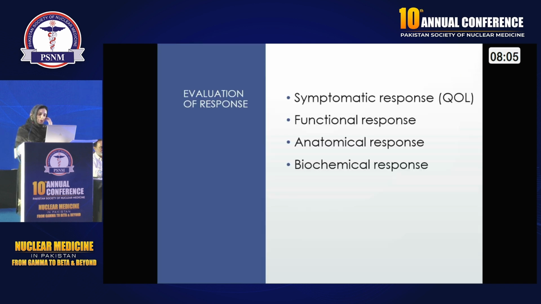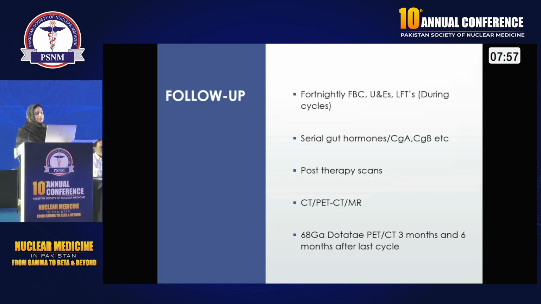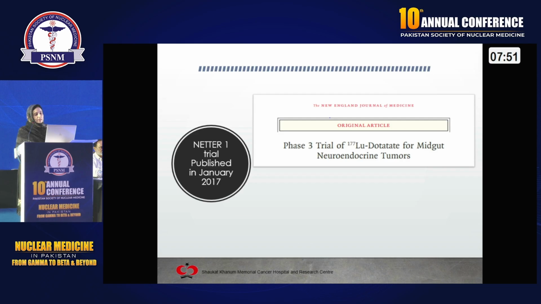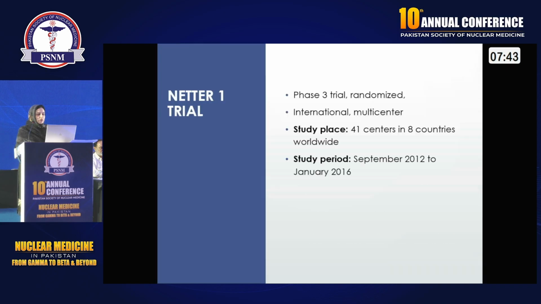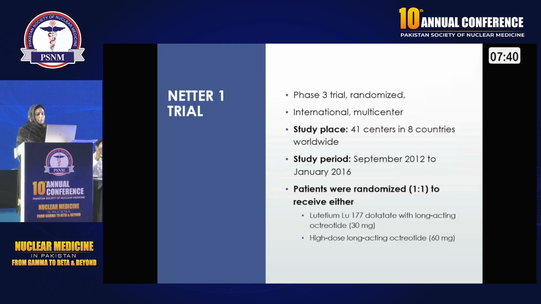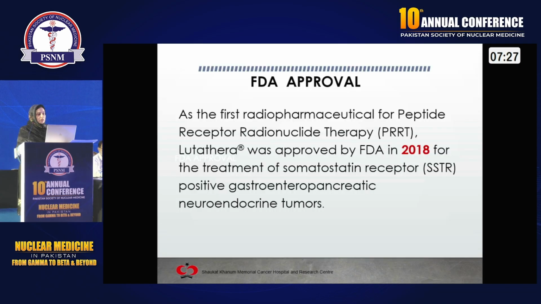We assess response in different ways: follow-up with bloods and post-therapy scans, and after treatment is finished, doing gallium dotatate PET-CT 3 months and 6 months after the last cycle. I think this is something everybody is quite familiar with, so I won't go into a lot of detail. The NETTER-1 trial showed that patients receiving lutetium dotatate with long-acting octreotide 30 milligrams had much better progression-free survival and rate of progression-free survival at month 20. This led to the FDA approval.